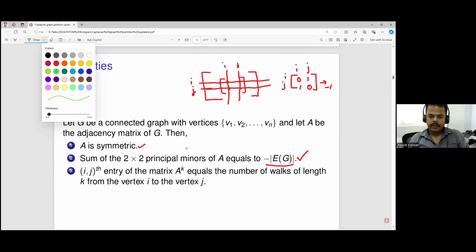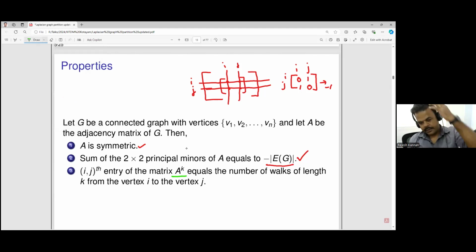Okay. And the matrix A is a square matrix. Okay, it's an n by n matrix. So if you have an n by n matrix, then you can talk about its powers. Okay, so then whether the kth power of this matrix A, does it have any combinatorial information about the underlying graph? Okay, so natural question one can ask. Okay, so in fact, the ijth entry of the matrix A power k, this will give you the number of walks of length k between the vertices i and j.